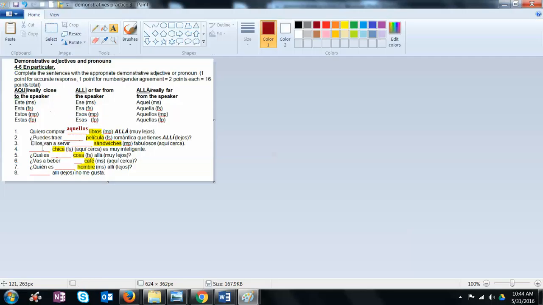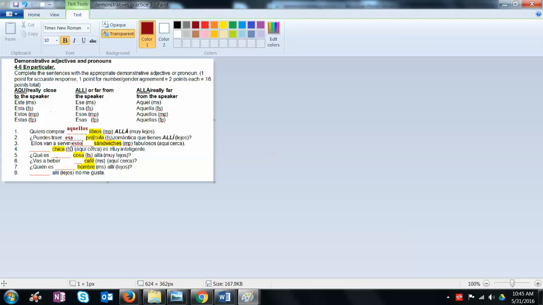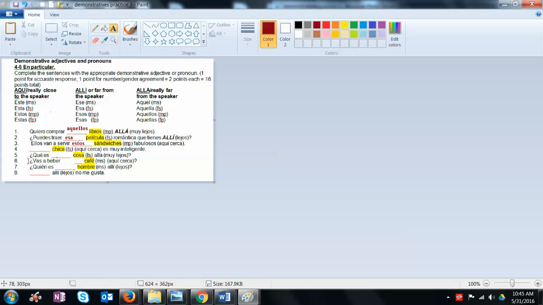Okay. Puedes traer blank película romántica que tienes allí. Allí is a little bit far from my speaker, so I'm going to go into this column, and I want to pick the spelling that matches película, which would be esa. Ellos van a servir blank sándwiches fabulosos. And if that's aquí, then I'm going to go in my aquí column, and it's sándwiches, so I'm going to pick estos. So they're going to serve these fabulous sandwiches.